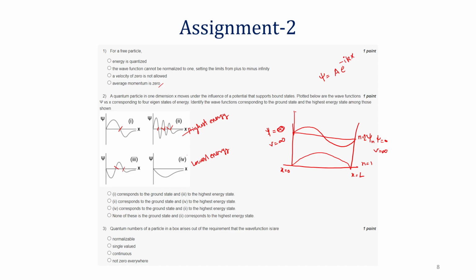Box normalization means we put the particle in a box. So I thought the reason we went from a free particle to a particle in a box is the problem of normalizability. Single-valuedness is there in the free particle also. Even continuity, there's no problem in the free particle also. So I thought the answer should be one.